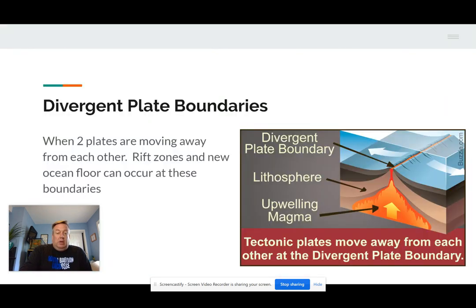So that's our subduction zone. Now, divergent. Divergent means to diverge, to go away or to separate. These are two plates that are moving away from each other.